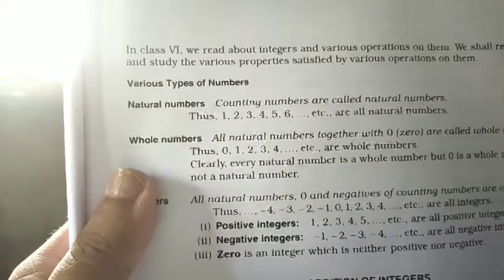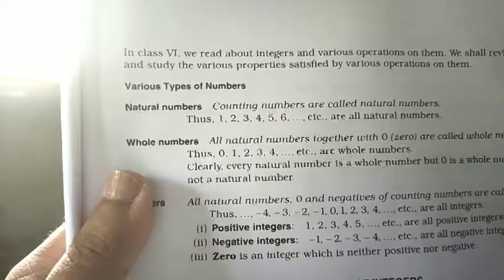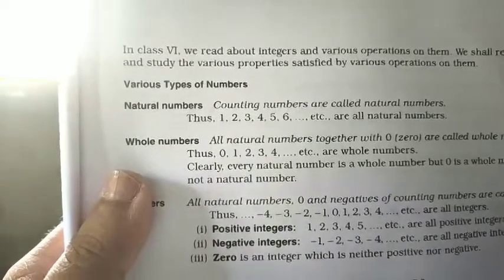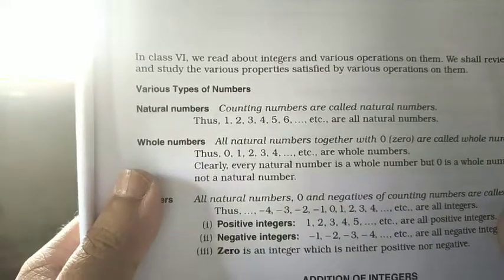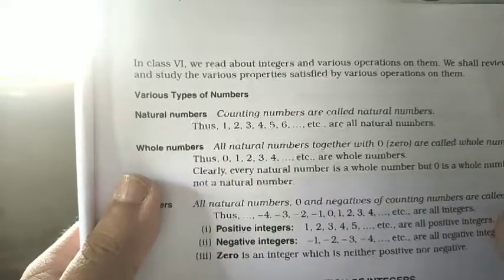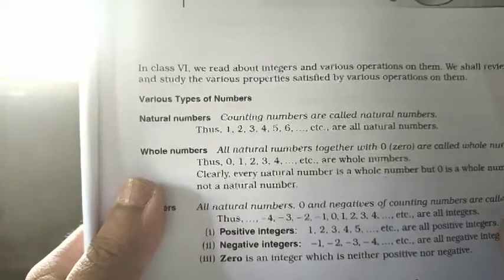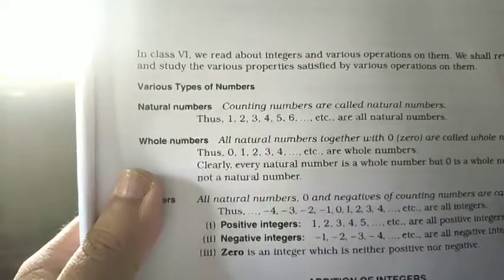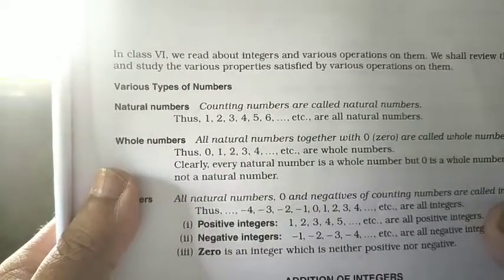There are natural numbers. Natural numbers are those numbers which we use for counting. For example, 1, 2, 3, 4, 5, 6, etc. All the numbers which we use while counting, they are called natural numbers. I hope you have understood what are natural numbers.